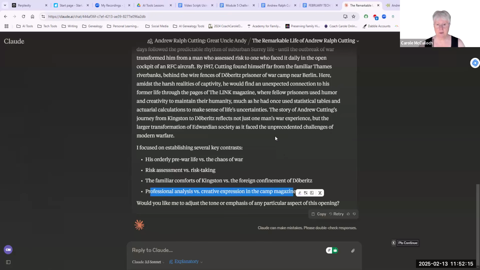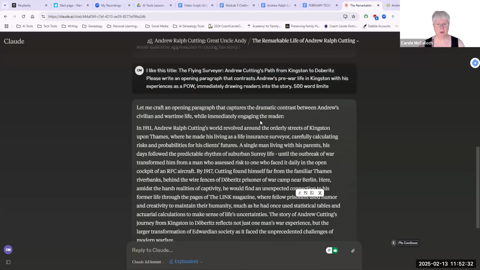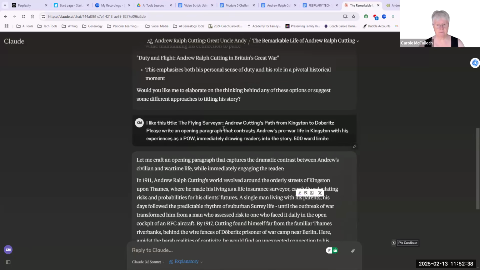It's made an assumption that Andrew wrote for the magazine. That's not true. Well, it might have been, but it's not evident from the one and only copy of that magazine that I have. I don't see his work in there, so I would adjust that. But in giving me an opening paragraph, I'm well on the way to creating a story about Great Uncle Andy.